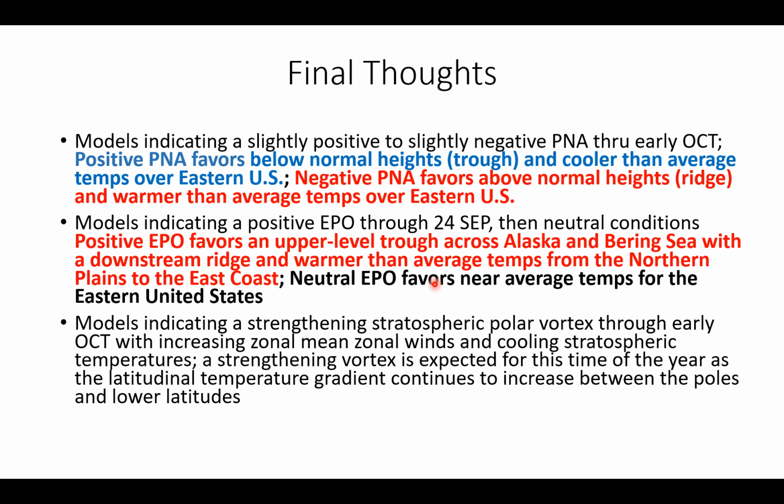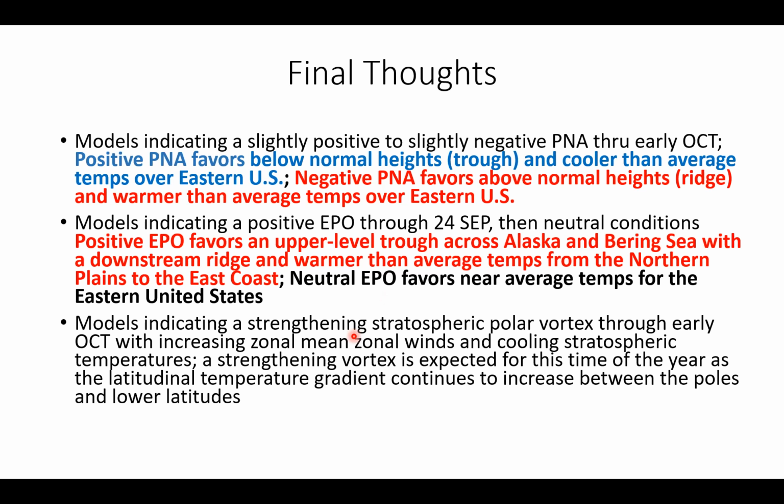Models are indicating a positive Eastern Pacific Oscillation, EPO, through 24 September. Then neutral conditions. Positive EPO is going to favor an upper level trough across Alaska and the Bering Sea area with a downstream ridge and warmer than average temps from the northern Plains to the U.S. East Coast. Neutral EPO, on the other hand, favors near average temperatures for the eastern U.S.